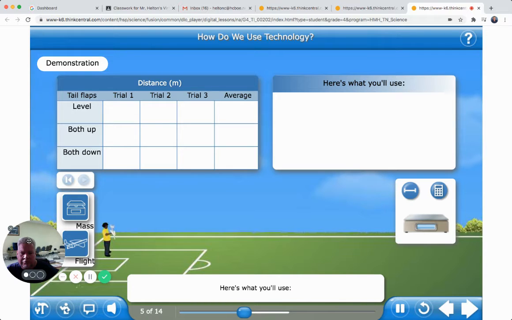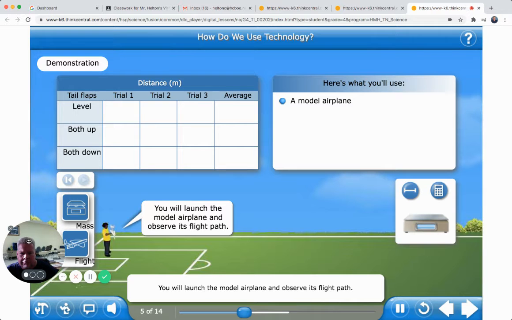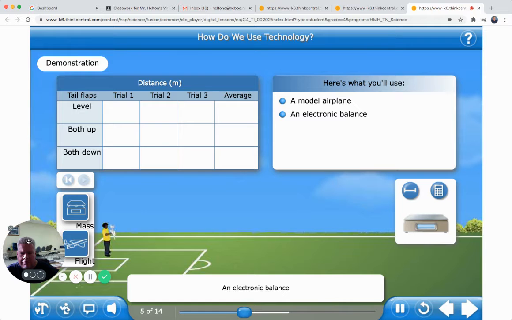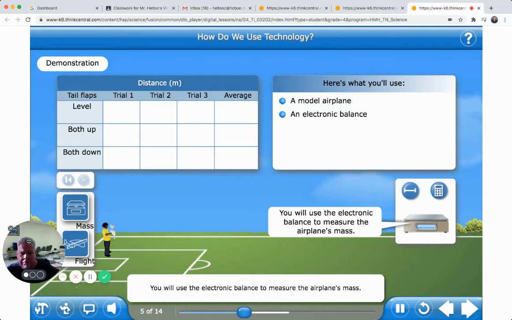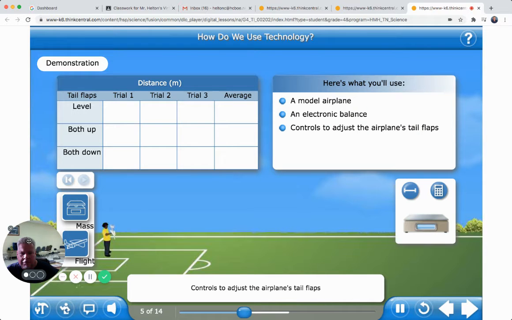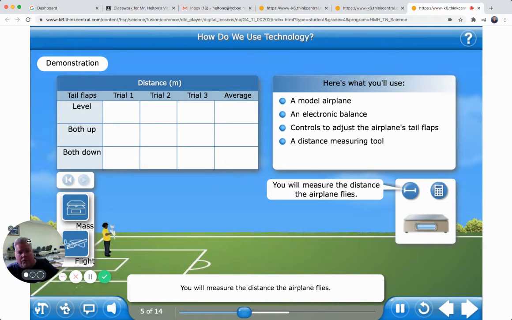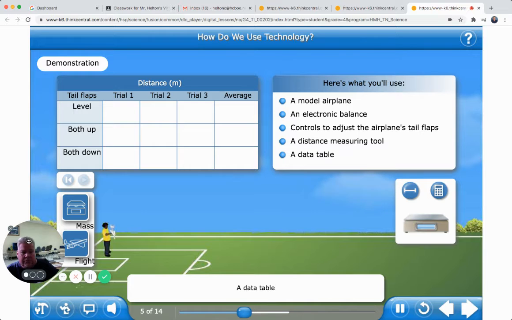Here's what you'll use. A model airplane. You will launch the model airplane and observe its flight path. An electronic balance. You will use the electronic balance to measure the airplane's mass. Controls to adjust the airplane's tail flaps. You will use controls to change the tail flaps. A distance measuring tool. You will measure the distance the airplane flies. A data table. You will record data in this table.